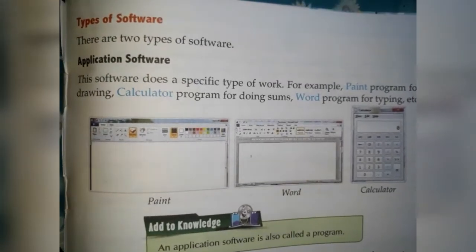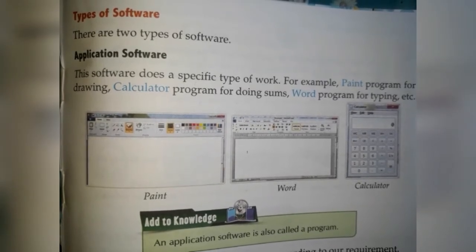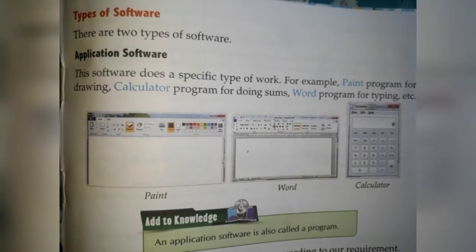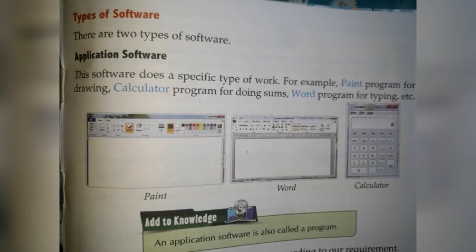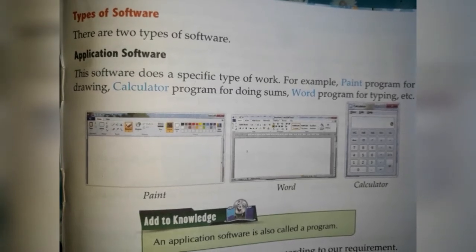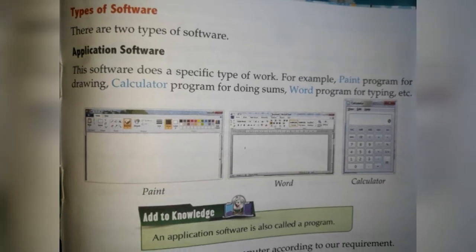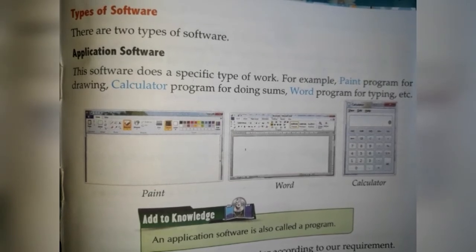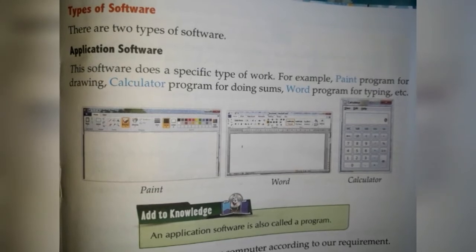Now this software is further divided into two parts. First one is application software. What is application software? This software does a specific type of work. Every software has a specific type of work. They work on the instructions which are installed in them. For example, Paint is used for drawing pictures. We use MS Word for typing or editing our text. Logo is a computer language which is used for drawing different shapes, or for adding numbers or subtracting numbers, and so on.